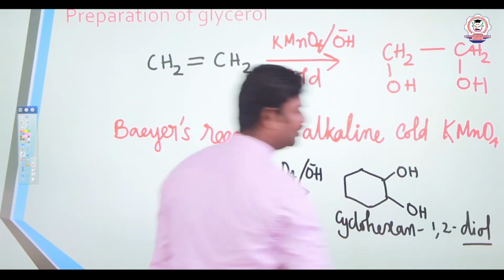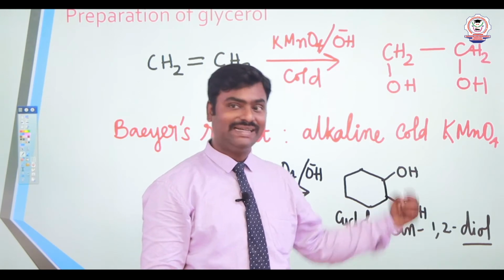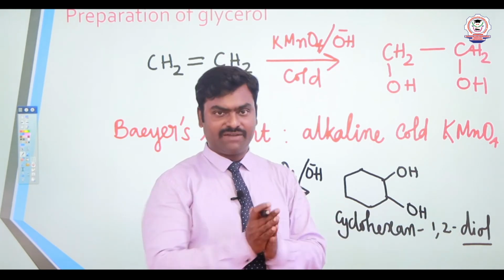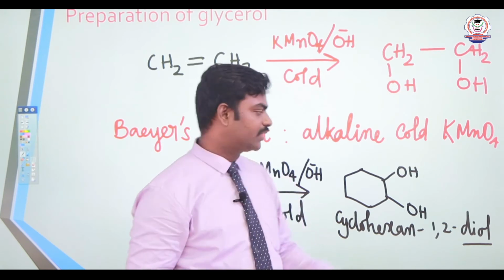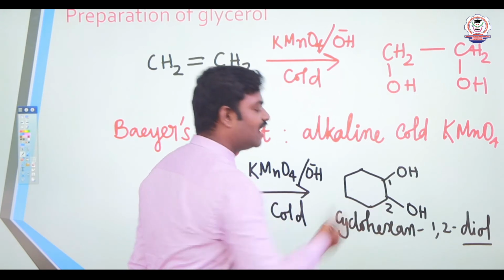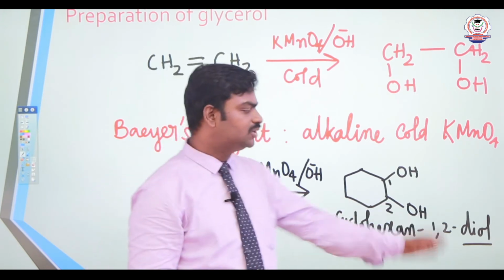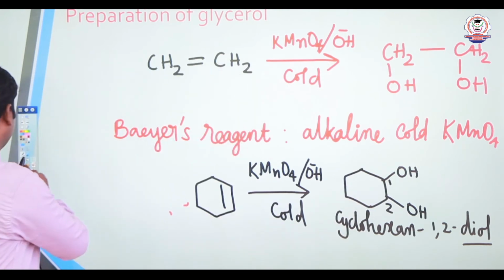Why am I using 1,2-diol? We have two OH groups. That is why I am using diol. And wherever you use di, tri like that, you should put the number. The numbering here, I am giving 1 and the next carbon should be 2. So, 1,2-diol. This is the name.